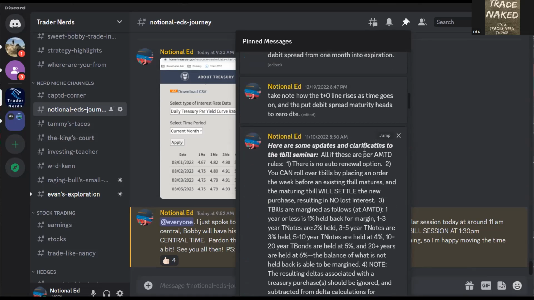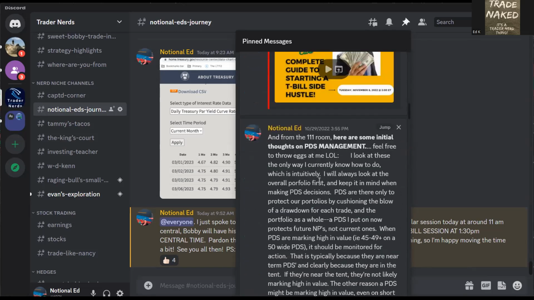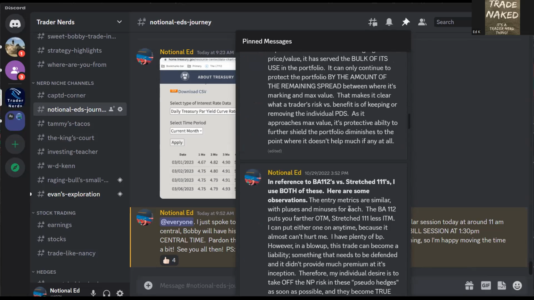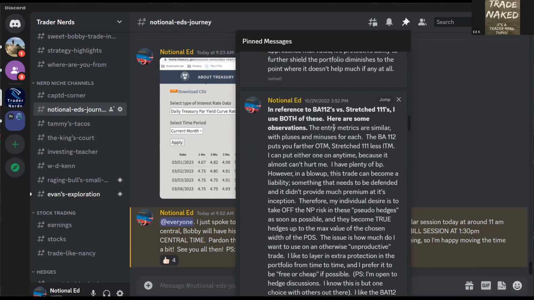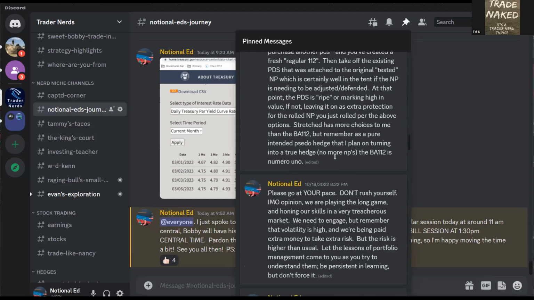Here's some T-bill stuff. Here's my old T-bill seminar. Here's some stuff on managing a put debit spread. Okay, in the 111, you have a naked put and a put debit spread. How do you manage the put debit spread? These are my thoughts. Here's some different trades. We have a BA 112 and a structure. These are hedge type trades. You can read about that there in my thoughts.